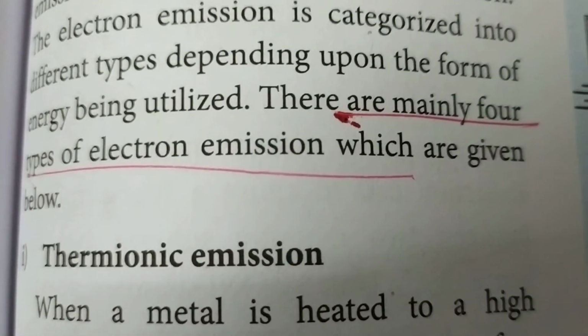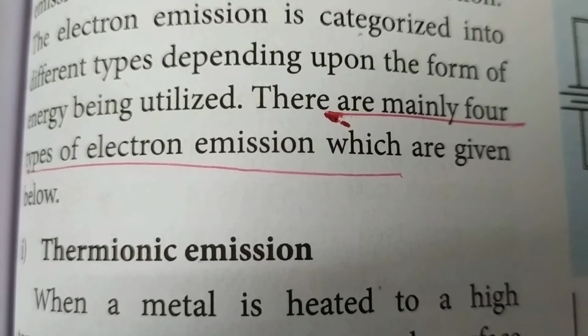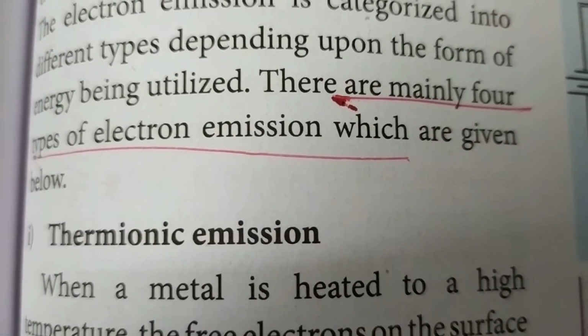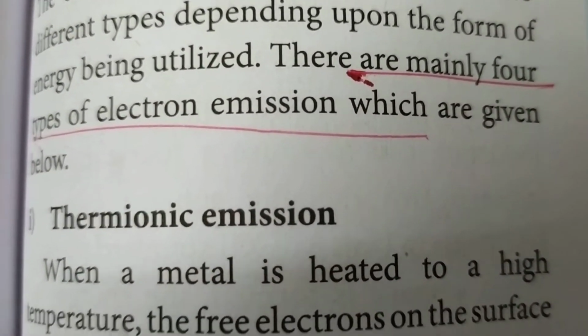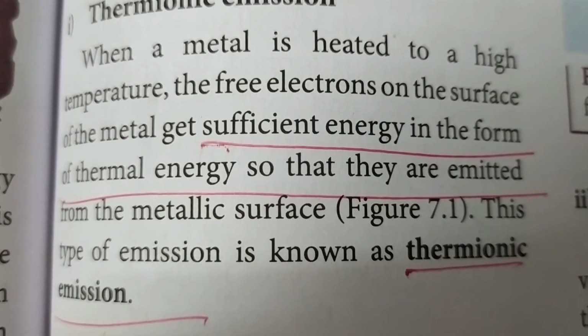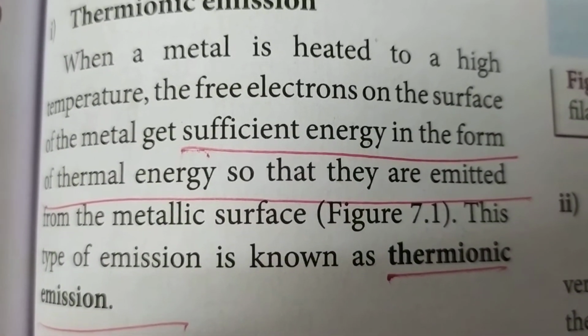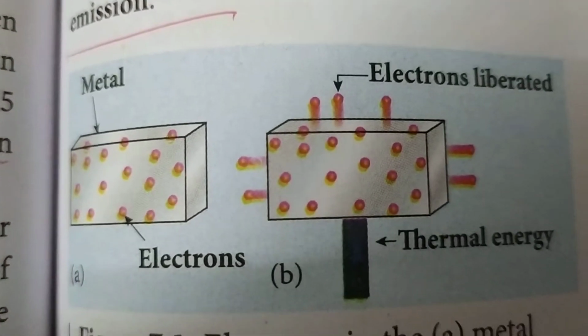The first one is called thermionic emission, and from the name itself we can find out that the emission is induced by giving temperature. So it is called thermionic emission. Here sufficient energy is given in the form of thermal energy, so that the electrons are emitted from the metal surface, and this is called thermionic emission. And this diagram shows you about this.